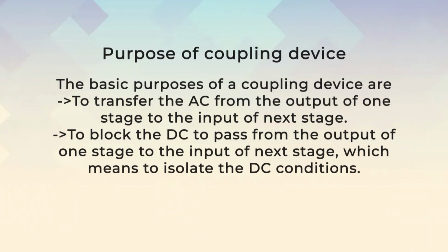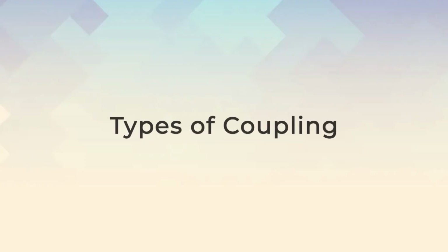Now, the purpose of coupling device, the basic purpose of a coupling device are: first one, to transfer the AC signal from the output of one stage to the input of next stage. Second one, to block the DC to pass from the output of one stage to the input of next stage, which means to isolate the DC condition. Now, the types of coupling.